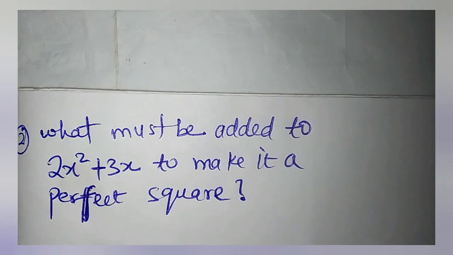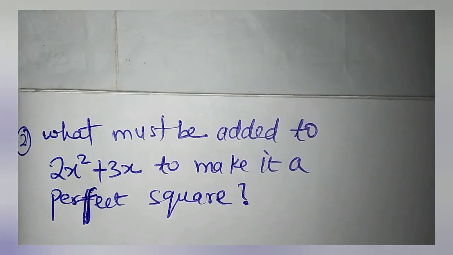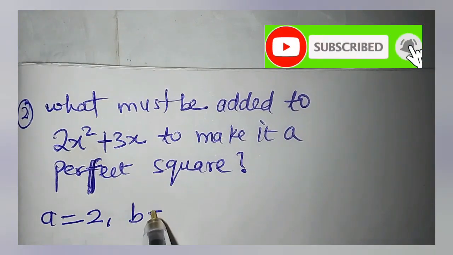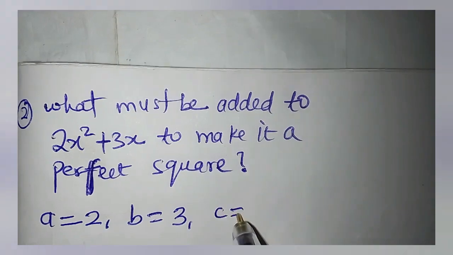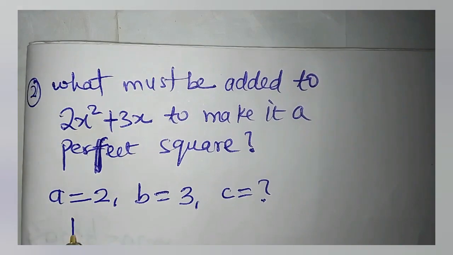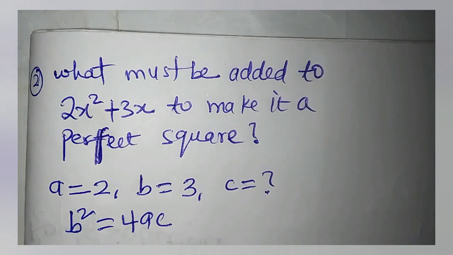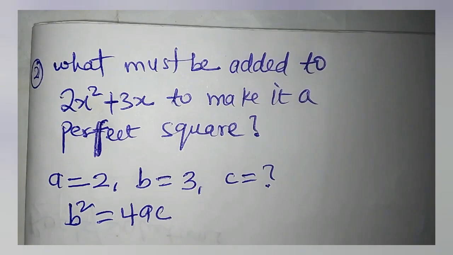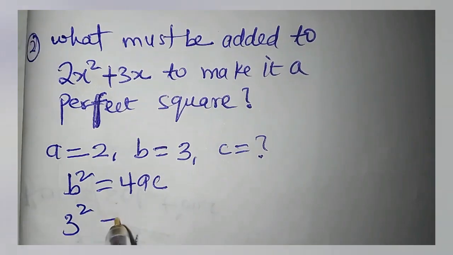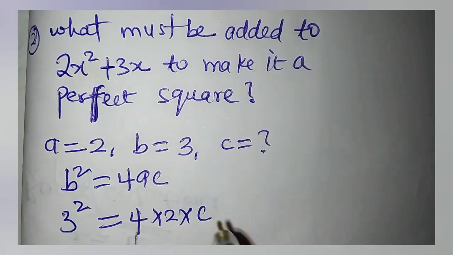Number 2 says, what must be added to 2x squared plus 3x to make it a perfect square? a is equal to 2 and b is equal to what? 3. We are looking for c. But based on the formula I gave, b squared is equal to 4ac. So let's use this formula to work. b squared is what? 3 squared because b is 3. So we have 3 squared is equal to 4 times a, which is 2, times c.